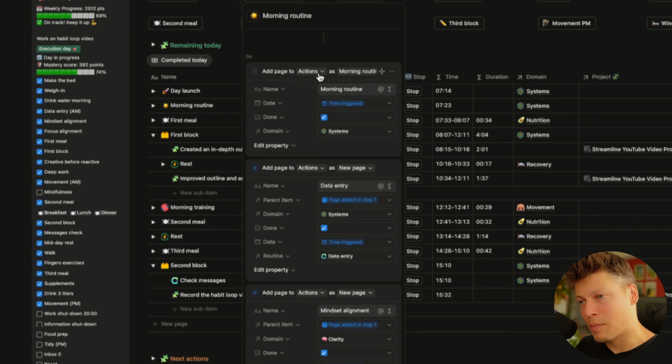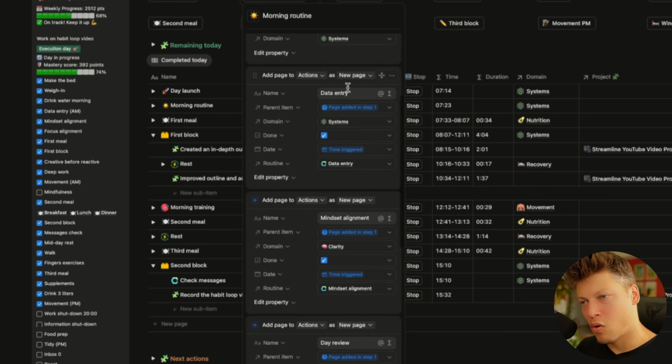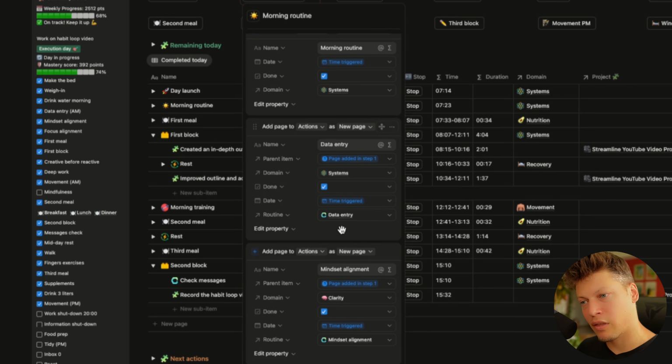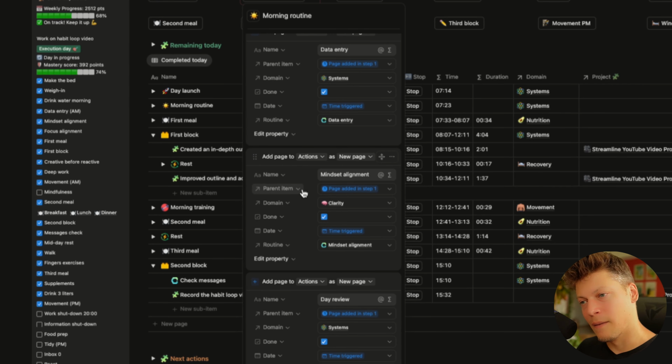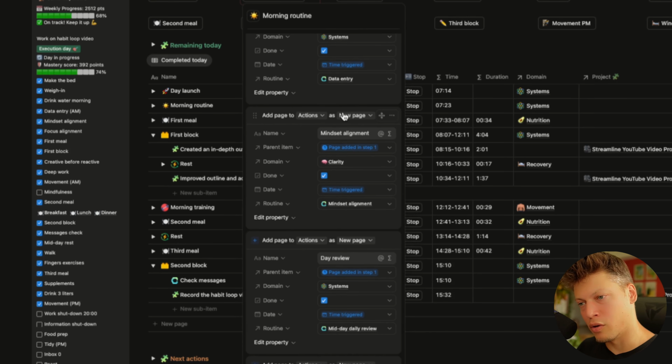And then that means here you can create a morning routine action as a first step. And then you can have all the sub-items created also as action, and then you set a parent item to the page that was added in the first step. So basically you have a morning routine as the first step, and then everything underneath you set a parent item to that page. This is how it works under the hood.